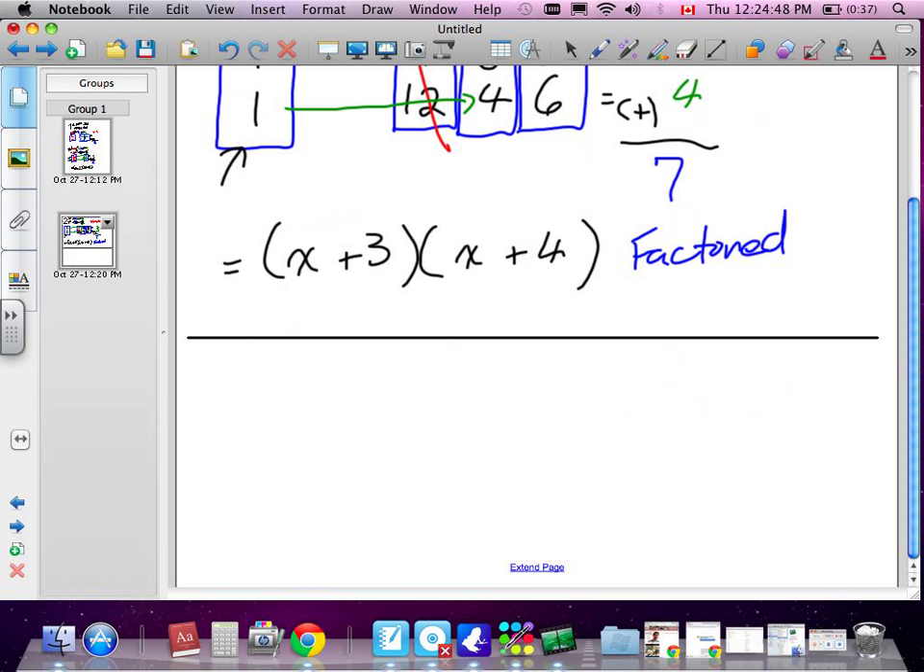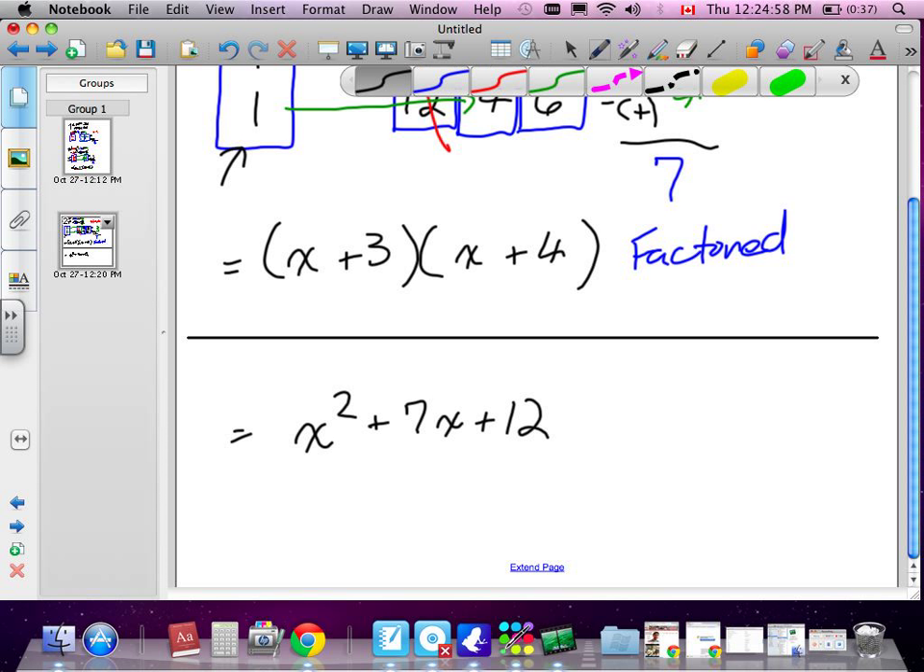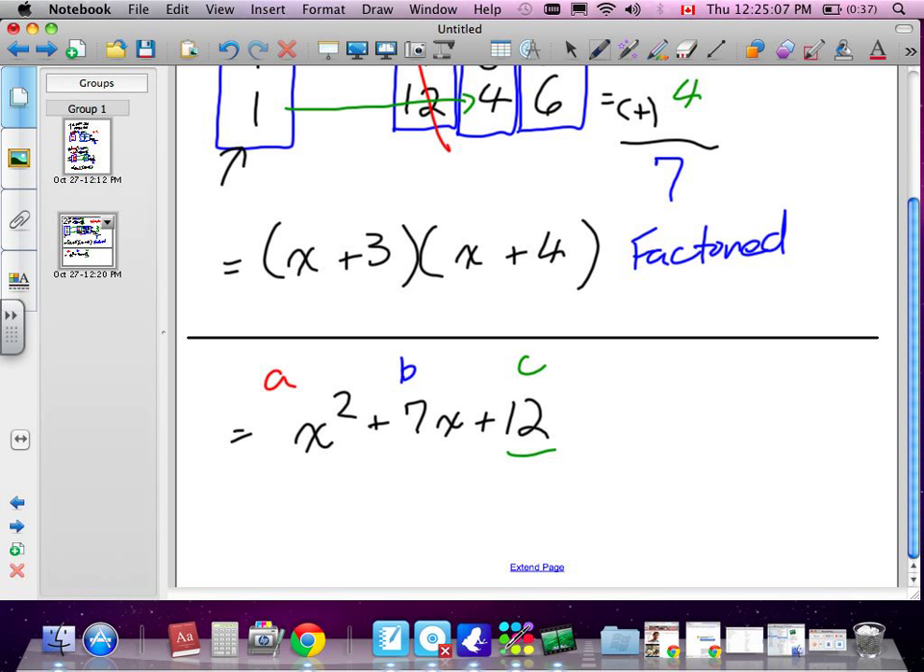Let's look at our x squared plus 7x plus 12. Okay? Same numbers. We got our A, our B, and our C. C, B, and we know A is 1. Okay?